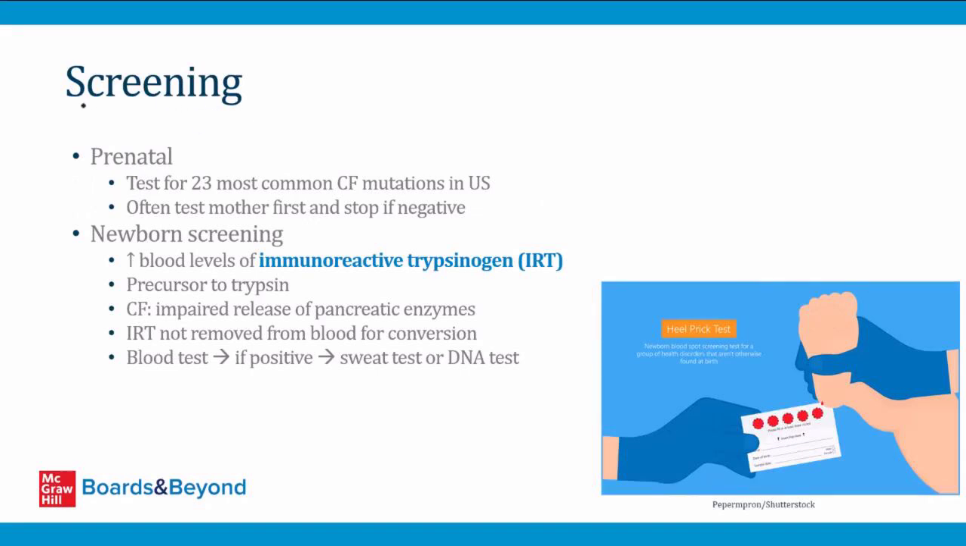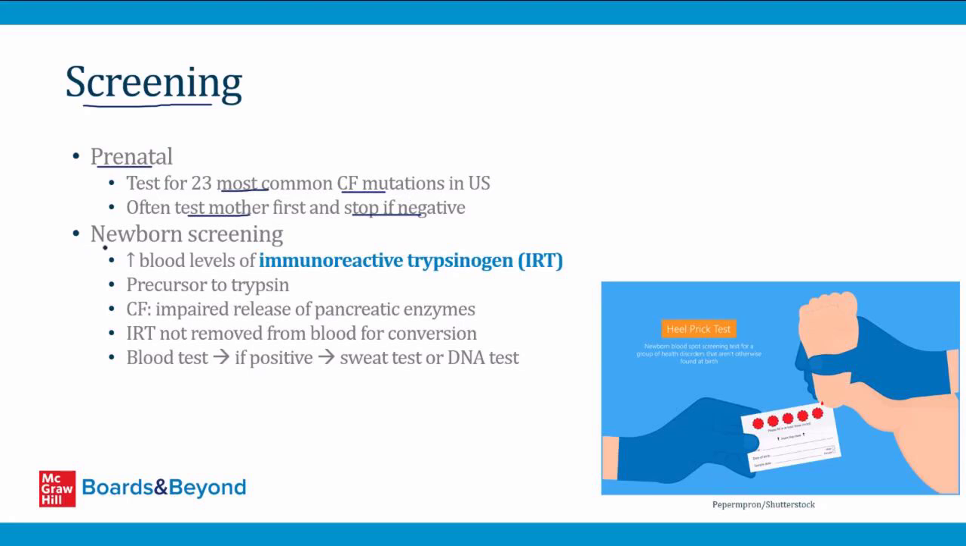So I'll finish with one slide on screening, and I mentioned this before, but in modern practice in the United States, most children with cystic fibrosis are identified before they're born because we do genetic testing on the mother. So prenatally, when the mother is pregnant, we can test her DNA for 23 of the most common cystic fibrosis mutations in the United States. Usually the mother is tested first, and if she's negative, then we stop the testing. If she's positive, we can go ahead and test the father as well, because remember, both the mother and the father have to be carriers for a child to be affected.